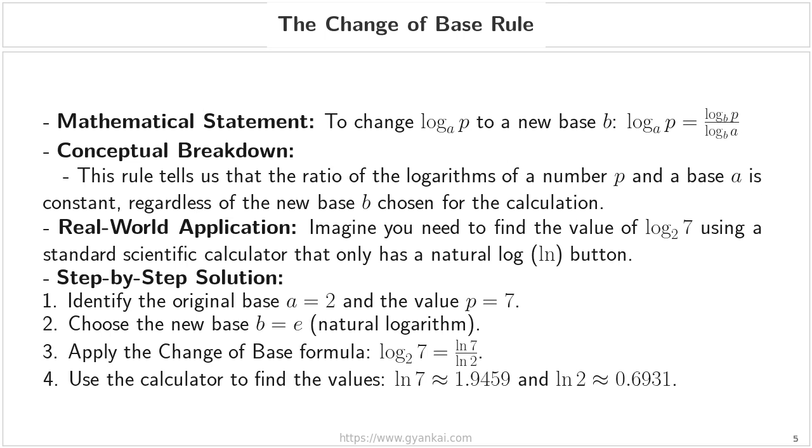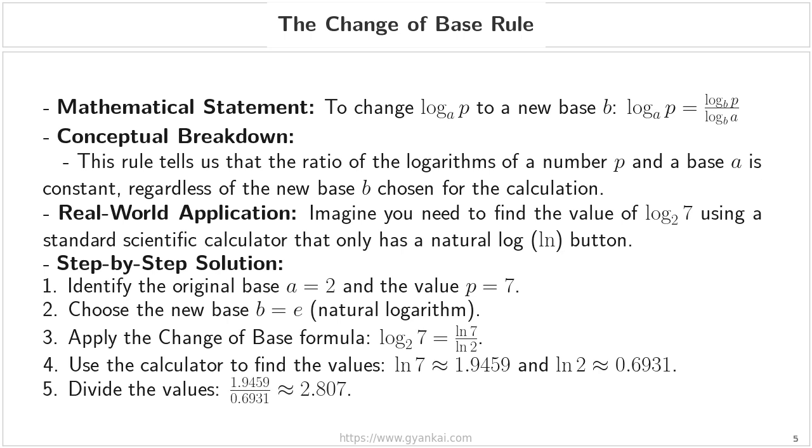Fourth, we use the calculator to find the decimal values. The natural log of 7 is approximately 1.9459, and the natural log of 2 is approximately 0.6931. Finally, we divide these two values, which gives us a final result of approximately 2.807.